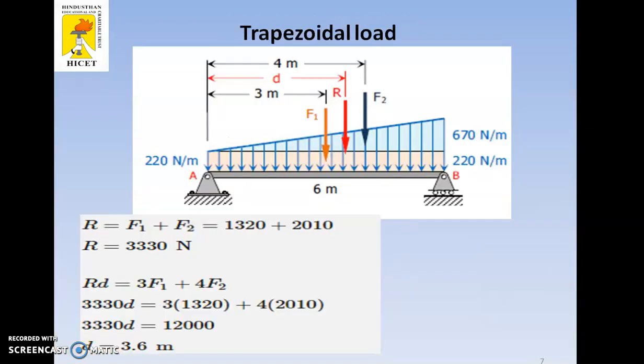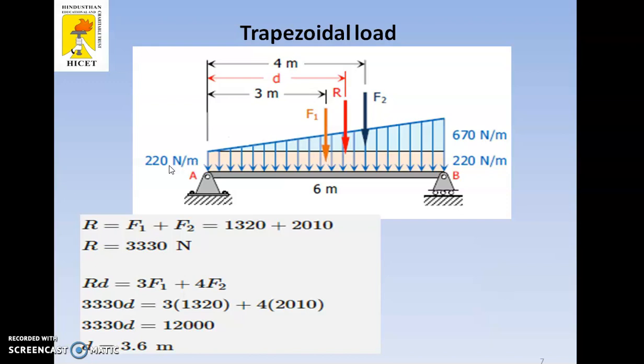Then another important one is the trapezoidal load. UDL and UVL are both combined in one single beam, and that is called a trapezoidal load. See this example: this is a uniformly distributed load, and this is a uniformly varying load. Both are combined, and that load is called trapezoidal. Okay, now this load is again converted into one single point load. How? Here the example is given.